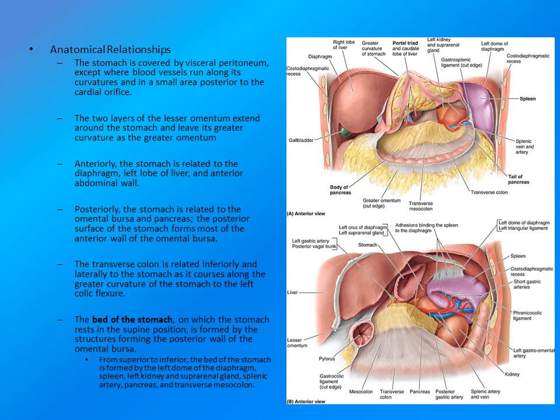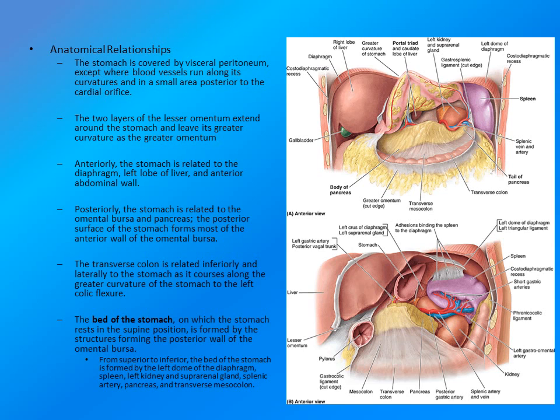Anteriorly, the stomach is related to the diaphragm, the left lobe of the liver, and the anterior abdominal wall. Posteriorly, the stomach is related to the omental bursa and the pancreas, and the posterior surface of the stomach forms most of the anterior wall of the omental bursa.